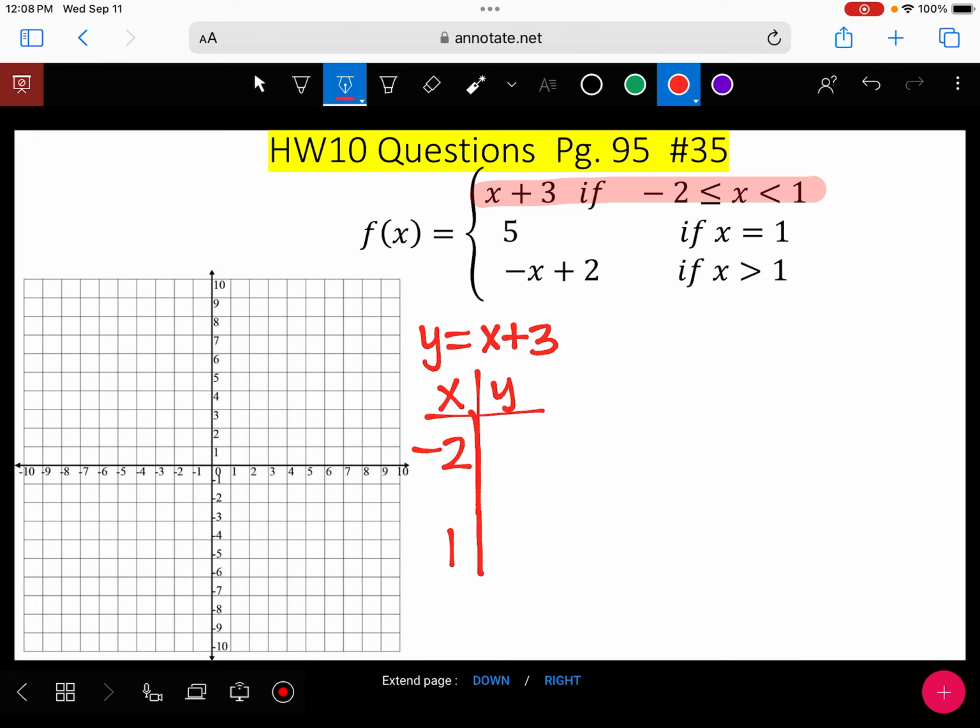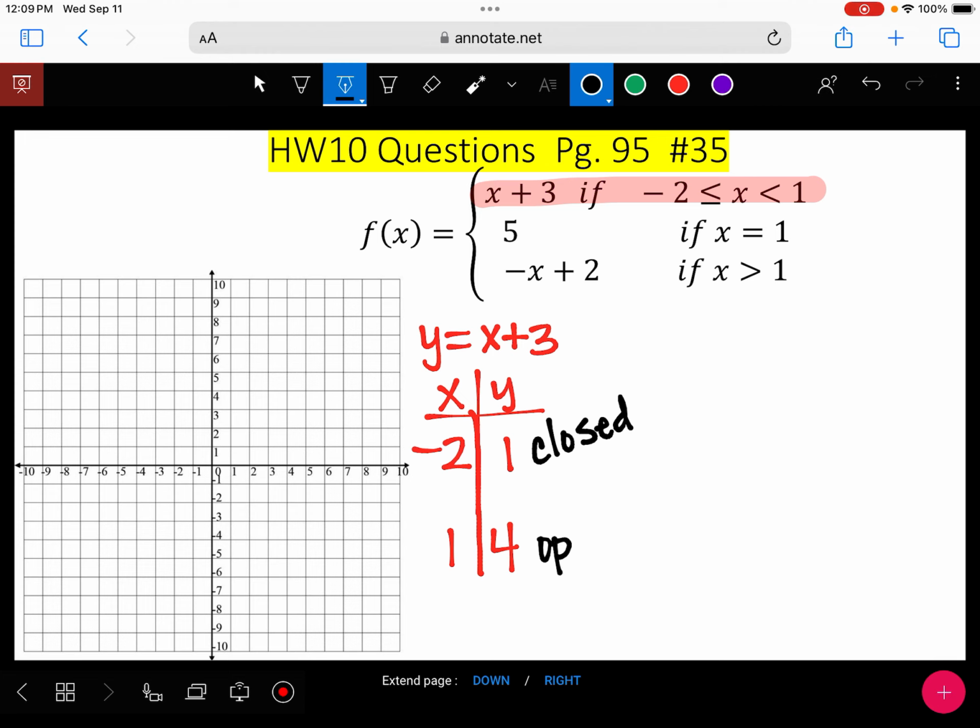So -2 plus 3 and 1 plus 3. So -2 plus 3 would be a positive 1. And 1 plus 3 is 4. Now when we look at this, is that -2, is this open or closed? Closed. And what about the 1, 4? Is that open or closed? Open. So we have a closed here and an open.